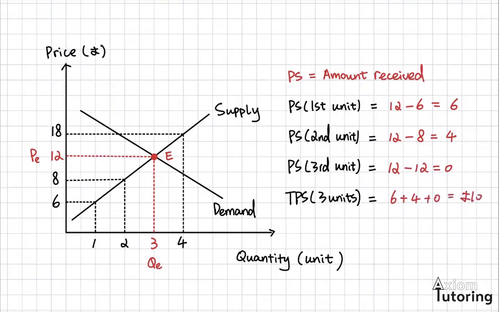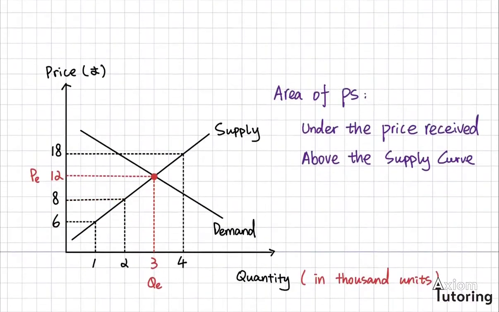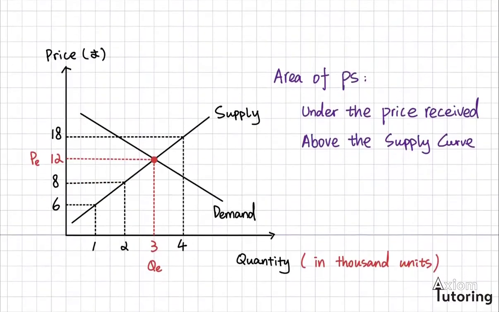On the diagram, the producer surplus for each unit is shown by the vertical distance between the market price determined by the intersection between demand and supply, and the supply curve, which represents producers' minimum willingness to accept. Again, when the quantity traded is very large, it is not practical to calculate producer surplus unit by unit. Instead, we use an area to demonstrate total producer surplus.